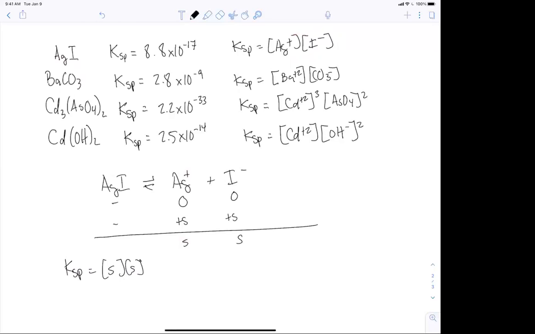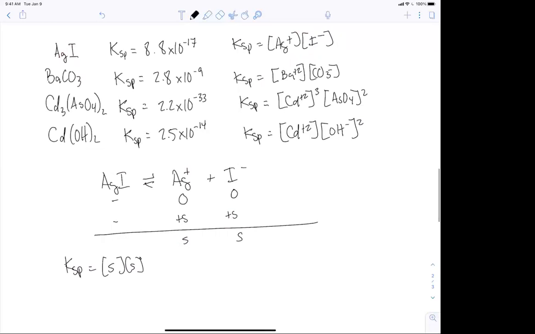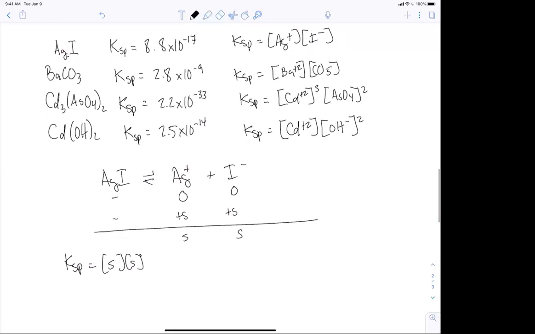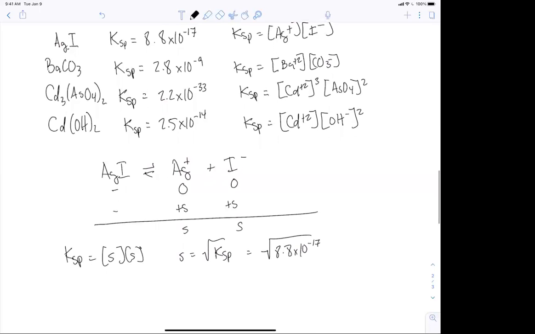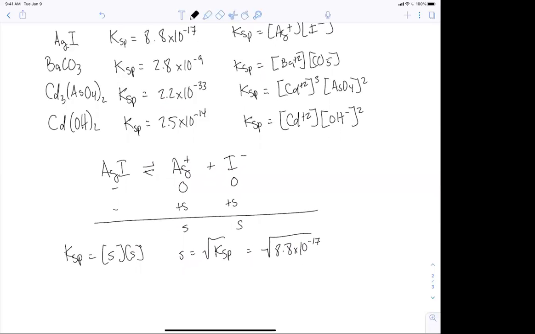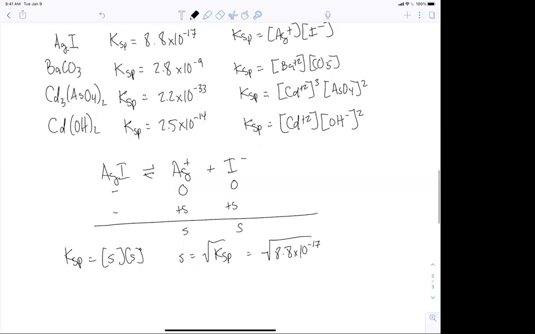That's ultimately what the solubility is of whatever the compound is over here. This one works out nicely and cleanly because the stoichiometry, these have a subscript of 1 on them. So S would end up equaling the square root of the KSP, which would equal the square root of 8.8 times 10 to the minus 17. And that's basically your workflow for finding the solubility of these things.